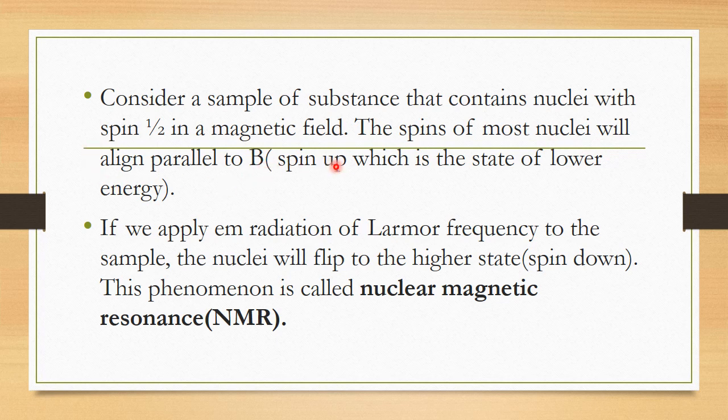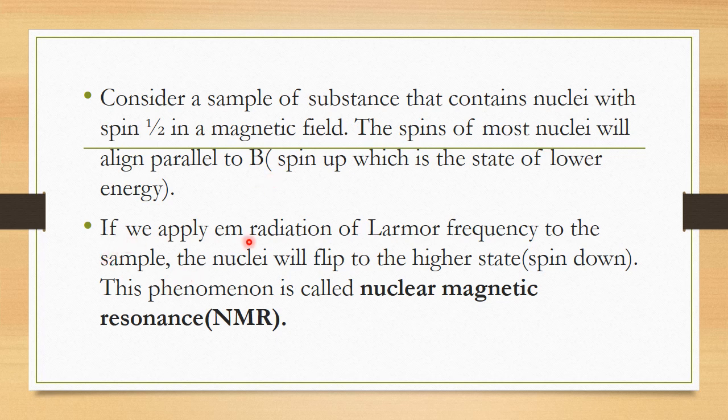Why? Because it is a spin up state. Parallel to B means it is the spin up state, which is the lower state, which I have discussed earlier in the figure. You can find that the spin up state has the lowest frequency and lowest energy. So most of the nuclei will align parallel to B.